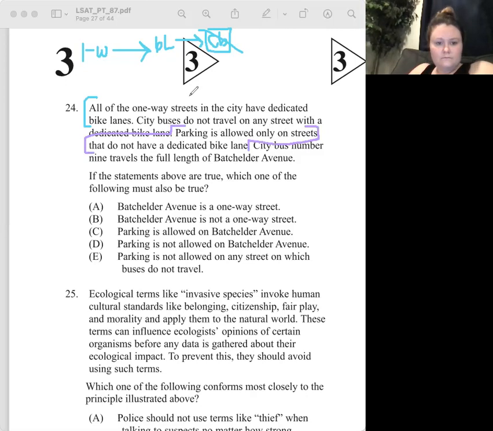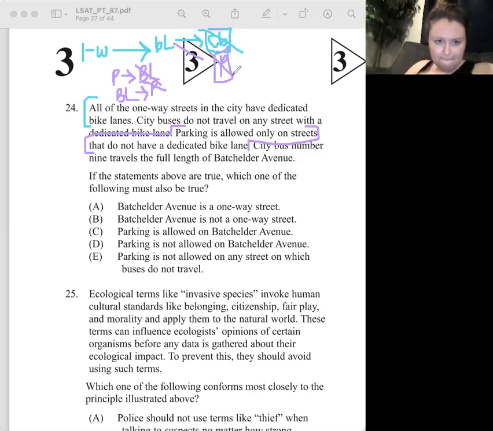Parking is allowed only on... so only as you're necessary. So parking, then arrow, necessary: streets that do not have a dedicated bike lane. So if we have a bike lane, then what? If you have a bike lane, then you do not have parking. Excellent. So we can add this over here, where we don't have parking.